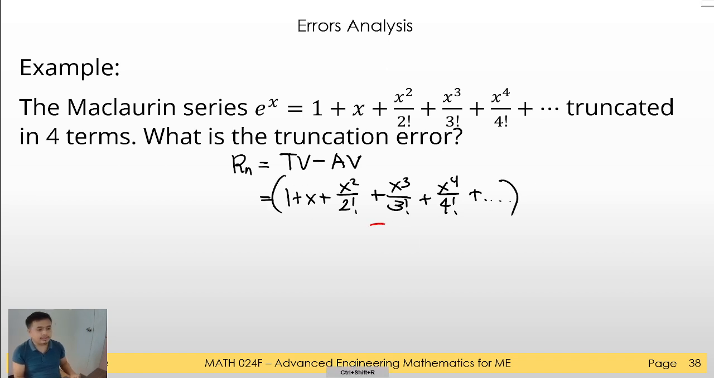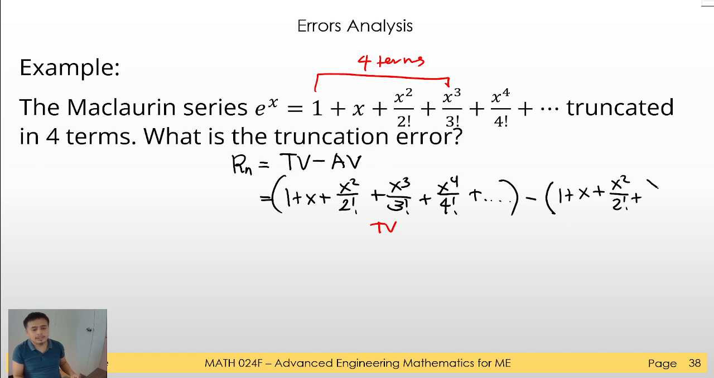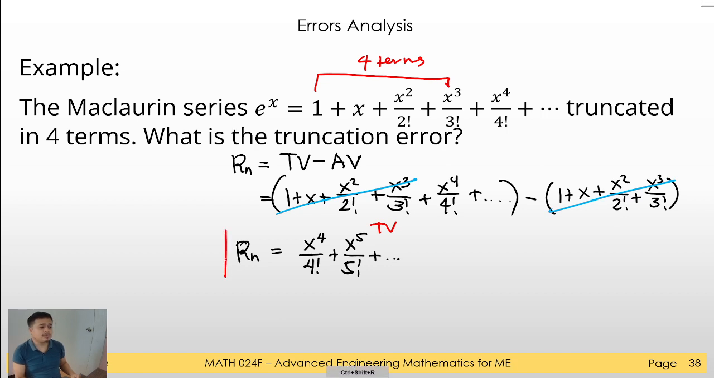So this is your true value, and then your approximate value will be the truncation in 4 terms. So instead of adding this infinitely, we'll just utilize these 4 terms. So this will be 1 plus x plus x squared over 2 factorial plus x cubed over 3 factorial. Okay, and if we do this subtraction, as you can see, our truncation error R sub n will be equal to, so we can just cancel this out, so that the series that will remain is x to the 4th power over 4 factorial plus x raised to the 5th over 5 factorial, and so on. So this will be your truncation error. So that's it. Thank you guys, and let's discuss another more.